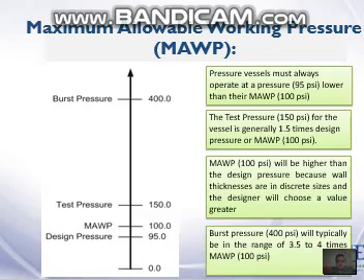MAWP, 100 psi, will be higher than the design pressure because wall thicknesses are in discrete sizes and the designer will choose a value greater. Burst pressure, 400 psi, will typically be in the range of 3.5 to 4 times MAWP, 100 psi.